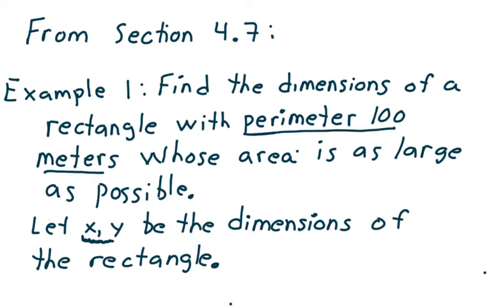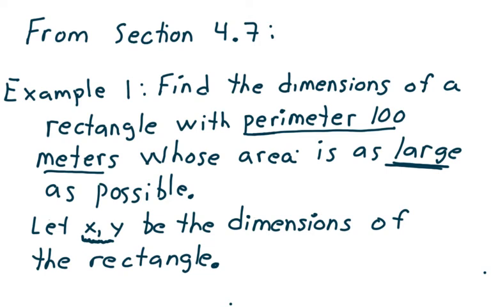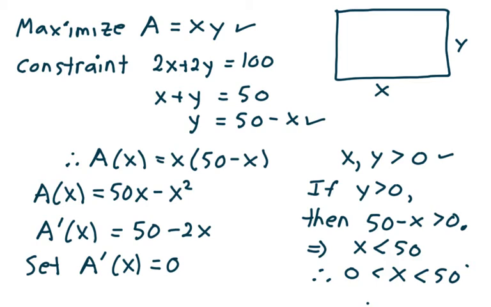Now, in this problem, notice the word large. So what that tells me is I'm trying to maximize the area of the rectangle. So the area A of a rectangle is given as x times y. The constraint is, how does x relate to y? But we know that the perimeter is fixed at 100 meters. So we know that 2x plus 2y is equal to 100. And if I solve for y, I get 50 minus x.